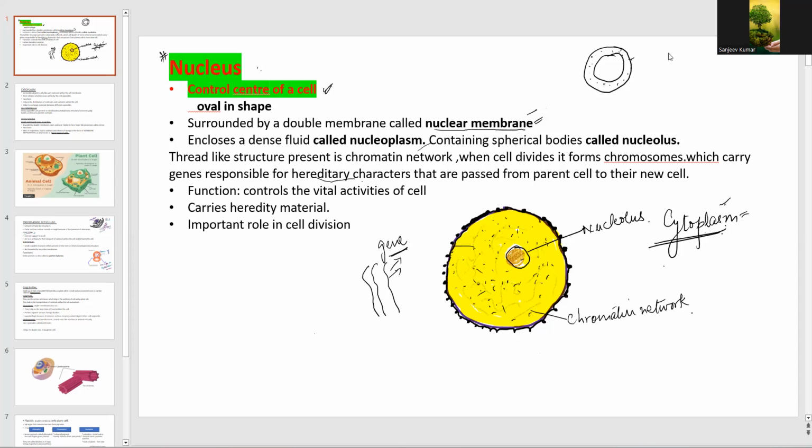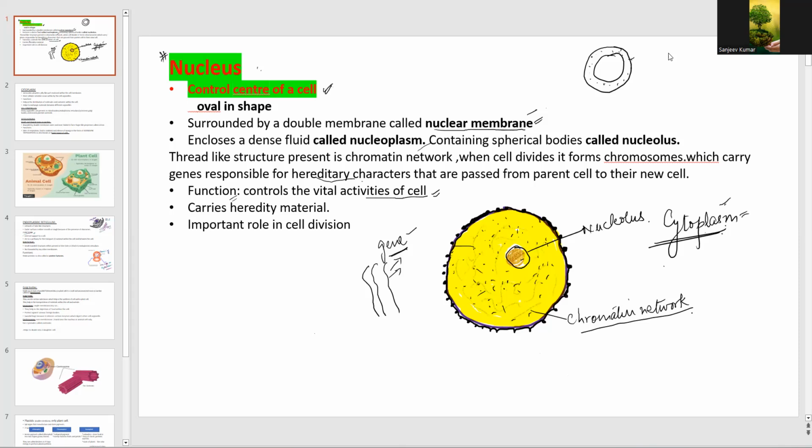Now, what is the function of it? It controls the vital activities of the cell, as it consists of the chromosomes and the genes. Look, this is the basic part. Whenever you get the qualities from your parents, the formation of the eye, the formation of everything around you, you get from your parents.